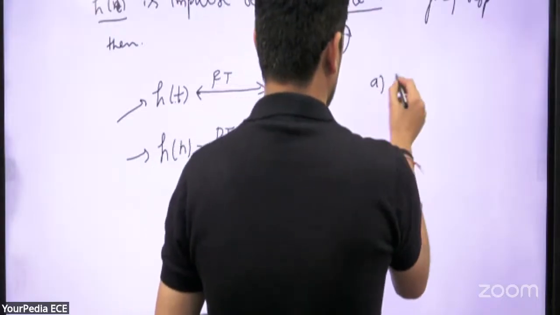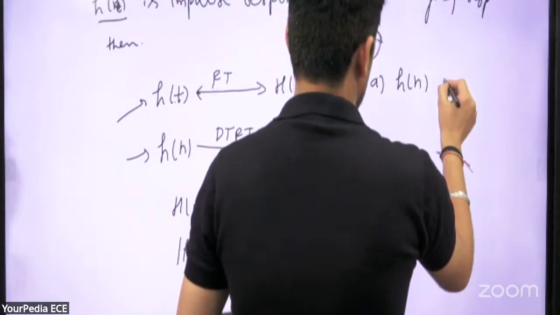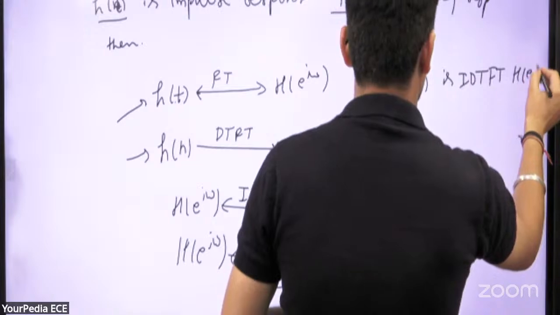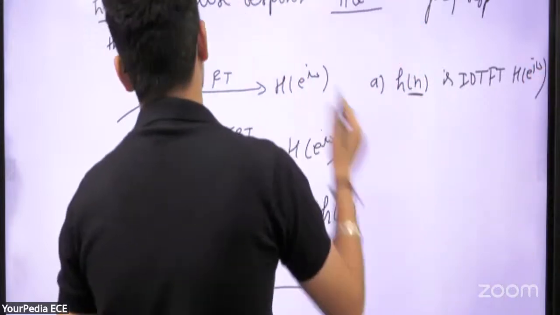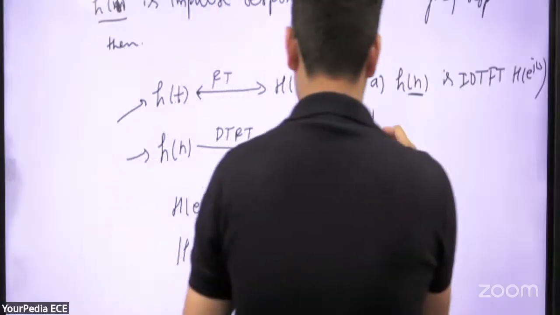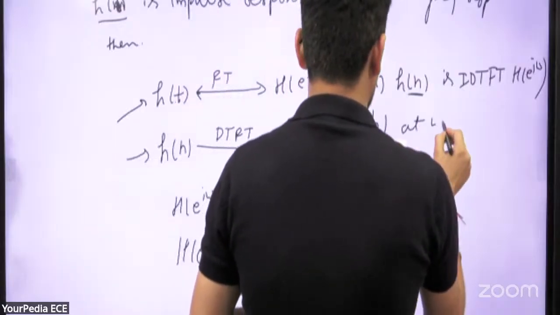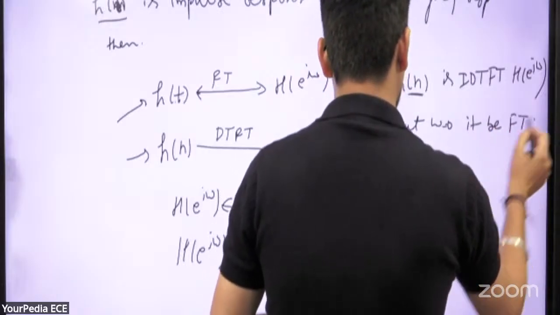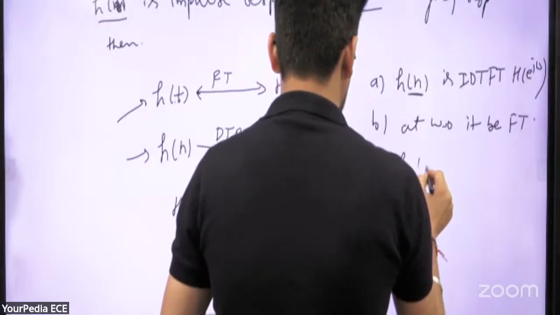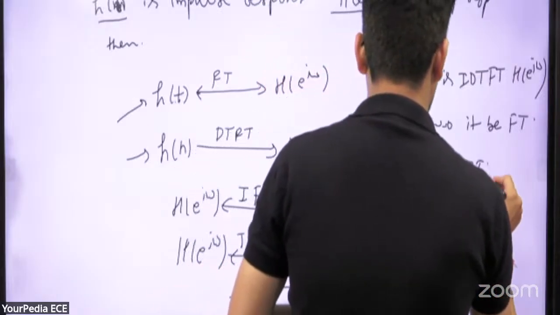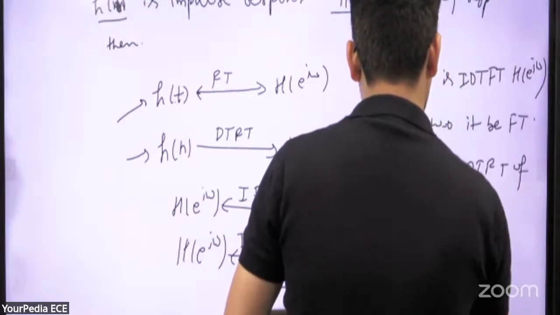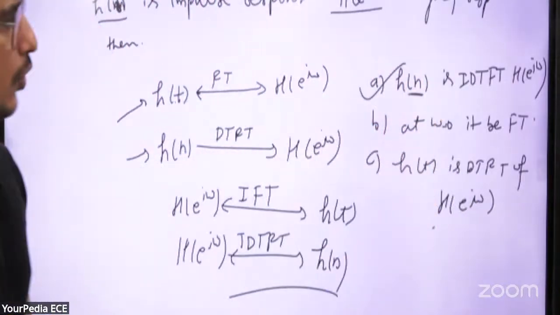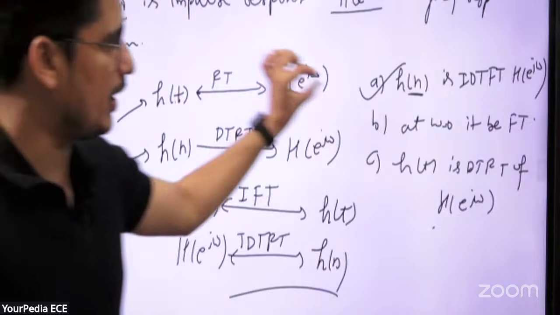Option A: h of n is the IDTFT of H of e raised to the power j omega. I think it's h of n, not t here. Option B: at omega equals 0, it will be the Fourier transform. No, that's not correct. And option C: h of t is the DTFT of H of e raised to the power j omega. So according to this information, I think the correct answer is A.